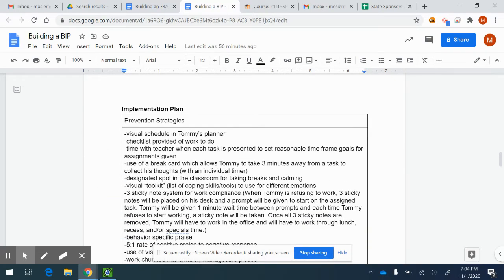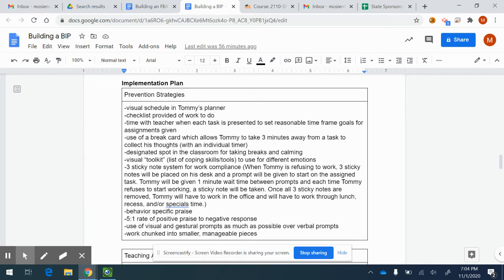Okay, that implementation plan. So how are we going to reach those goals? What are we going to put in place for Tommy to help him be successful to reach those goals? So the first one is a visual schedule in Tommy's planner, which is something that he has, and we know that that has helped him be successful.